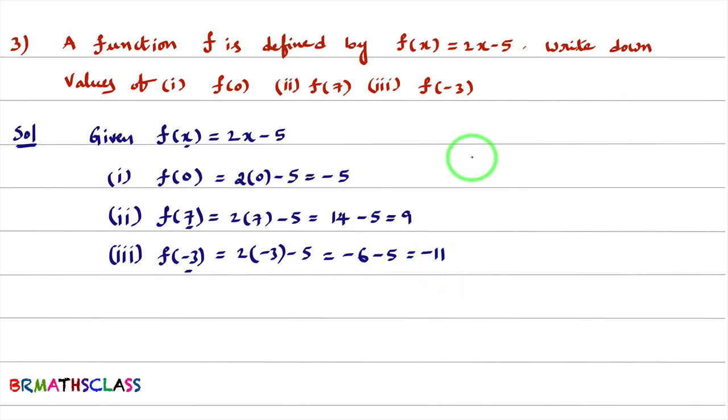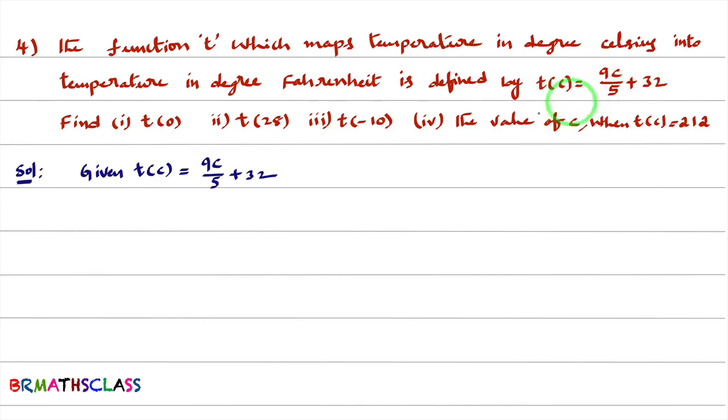Now we will see the solution for the next problem. They have given t(c) equal to 9c by 5 plus 32. You observe here, this is the function they have given. So I have written the given function t(c) equal to 9c/5 plus 32. Now we need to find all these values. First we will see the solution of the first part. We need to calculate the t(0) value. In place of c, here 0 is there. So in this function also, in place of c, I'll write 0. Then what will you get? 9 into 0 divided by 5 plus 32. 9 into 0 is 0.